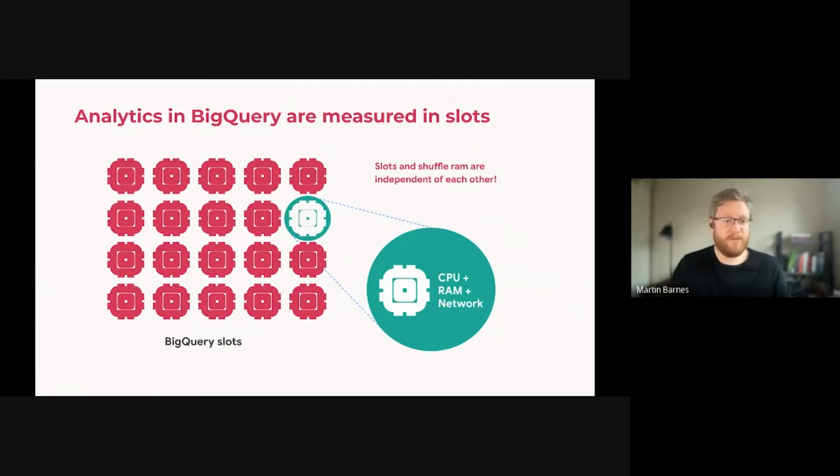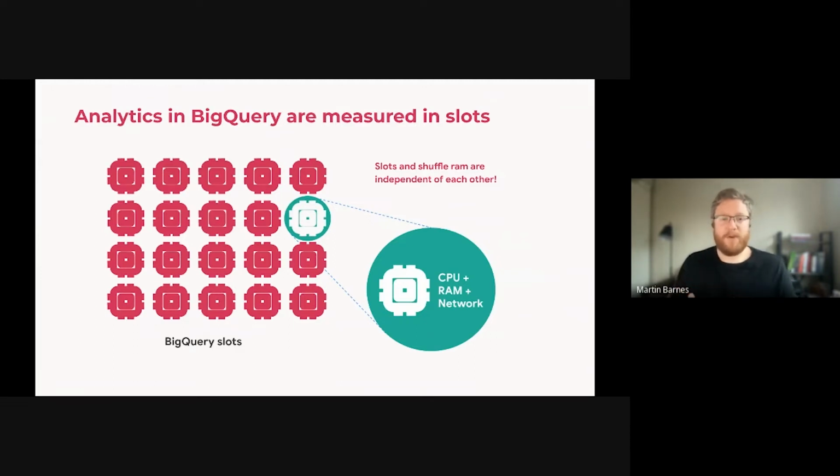On demand, you get 2,000 slots within a project that can be increased, or you could go to flat rate. And we see businesses start with on-demand slot usage, and then as they progress in their journey, they potentially move to flat rate if it's more optimal for their business.